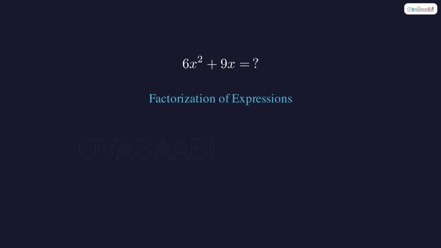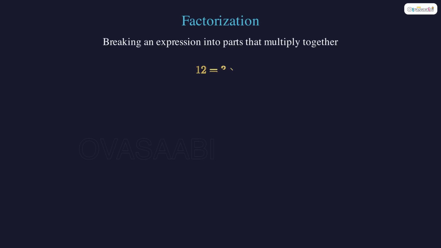What if I told you every expression hides a secret inside it, like splitting a bundle of bananas into equal groups? Today, we learn factorization. Factorization means breaking an expression into simpler parts that multiply together. Just like 12 equals 3 times 4, we can write 2x plus 6 as 2 times (x plus 3).